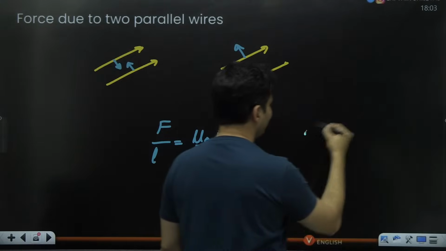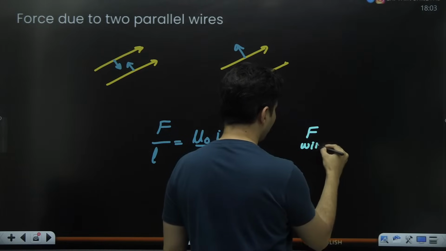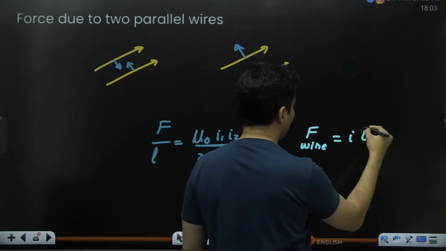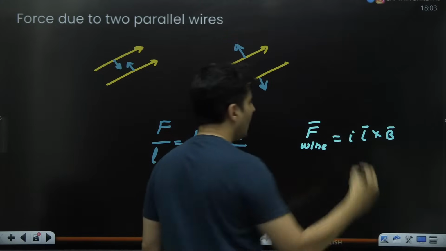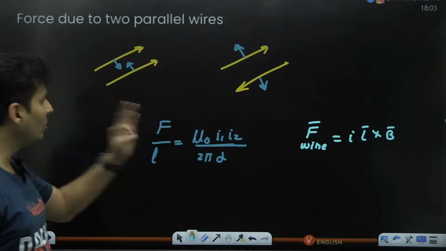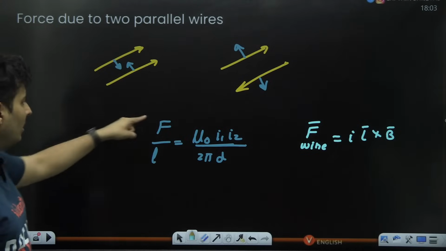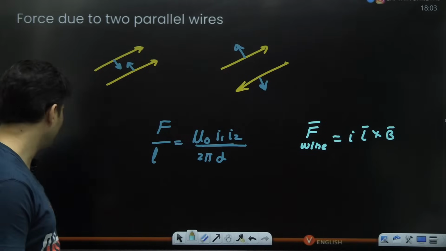Also remember, whenever you have a wire which carries current, the force on that wire due to a magnetic field is IL cross B. IL cross B is the force on a wire carrying current due to an external magnetic field. Using that only you get this formula, but remember, this is force per unit length.